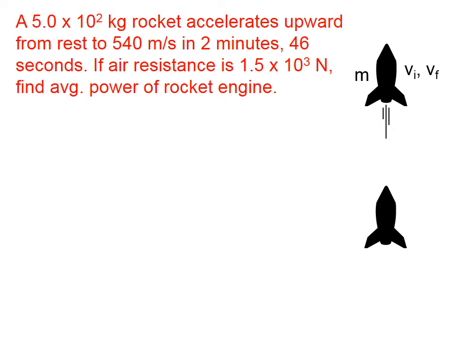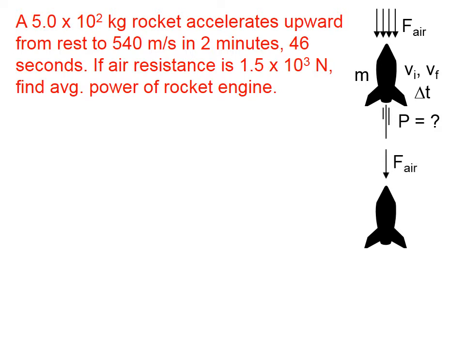Over here on the right, I'm writing down the variables that we know. We know the mass, we know the initial speed to be 0 because it starts from rest, we know the final speed to be 540 meters per second, we know the time, we know the air resistance as this rocket travels upwards, and we're asked to find the average power of the rocket engine.